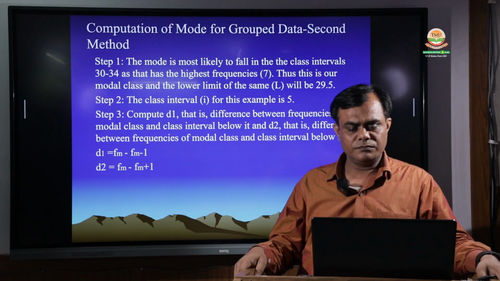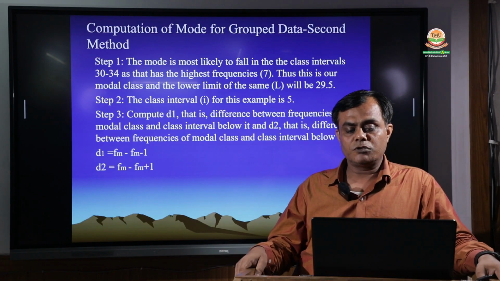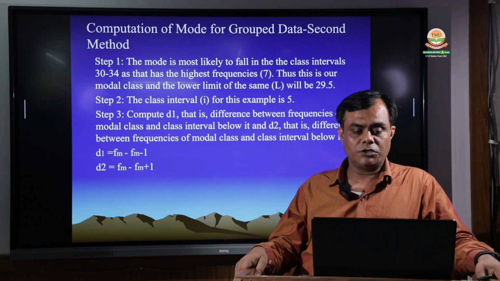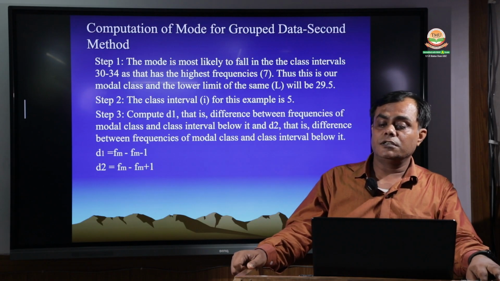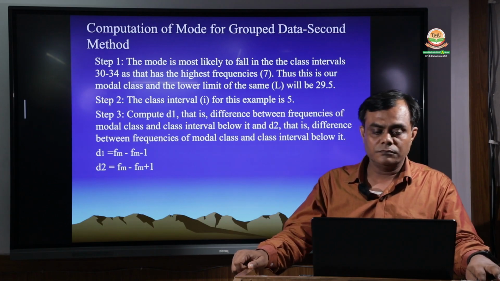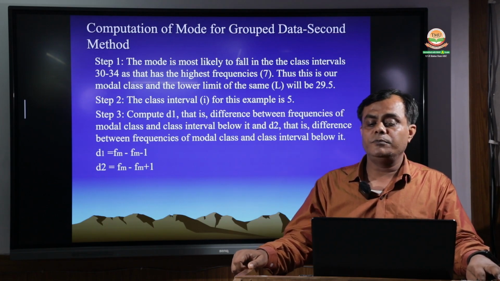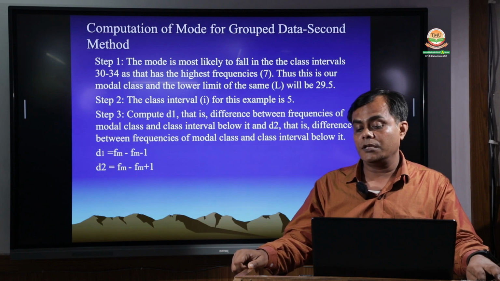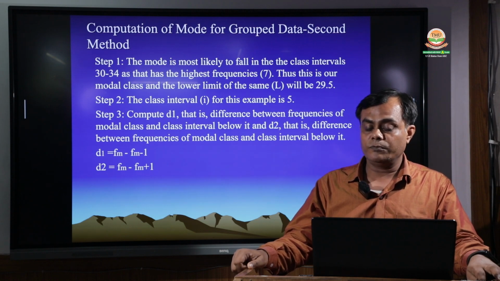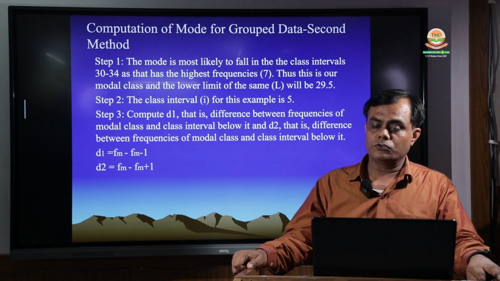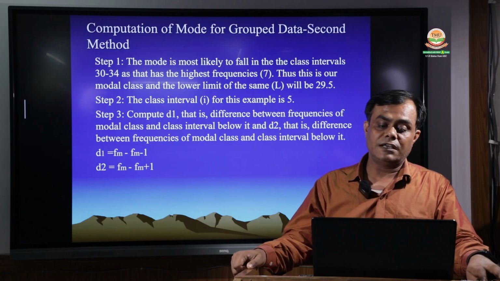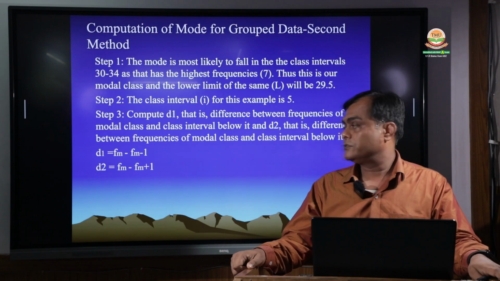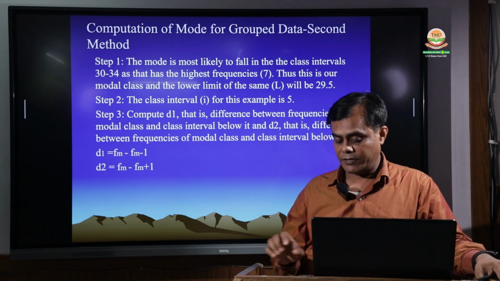The mode is most likely to fall in the class interval 30 to 34, as that is where the highest frequency lies. Thus this is our modal class, and its lower limit is L, that is 29.5. So 29.5 is the lower limit. And step 2: the class interval i for the example is 5.